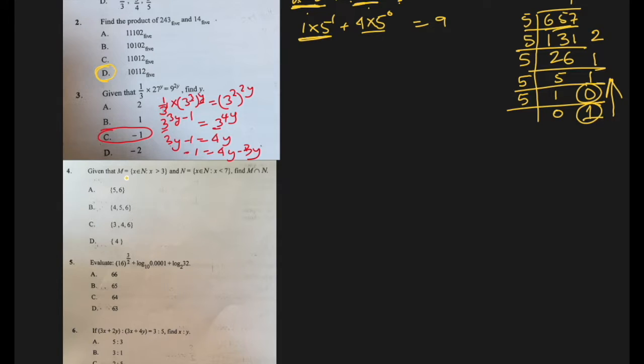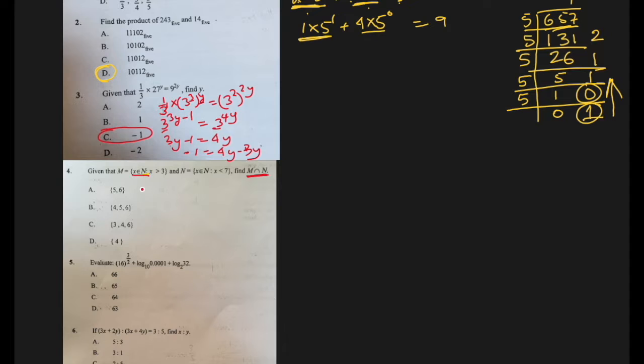Okay. Given that m is such that its contents are natural numbers and greater than 3, not 3, greater than 3. And n also natural numbers less than 7. So natural numbers do not include 0. Just keep in mind what is the intersection, the common thing between the two.